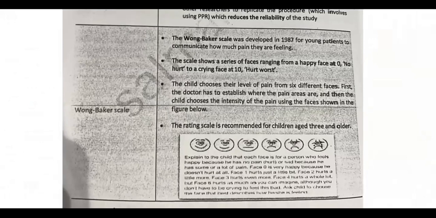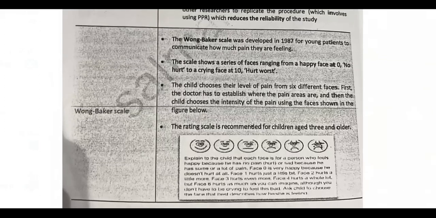So the Wong Baker scale is again a visual analog scale, which helps you understand how much a certain thing is hurting on a scale of 0 to 10. It is mostly for children, and it is also mostly for categories of acute pain, rather than chronic pain. Okay, is this clear till now? Yeah. Okay, I am going to stop screen sharing.